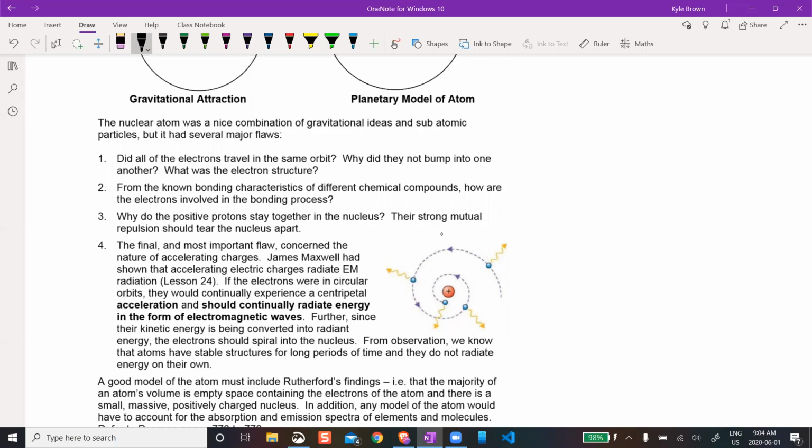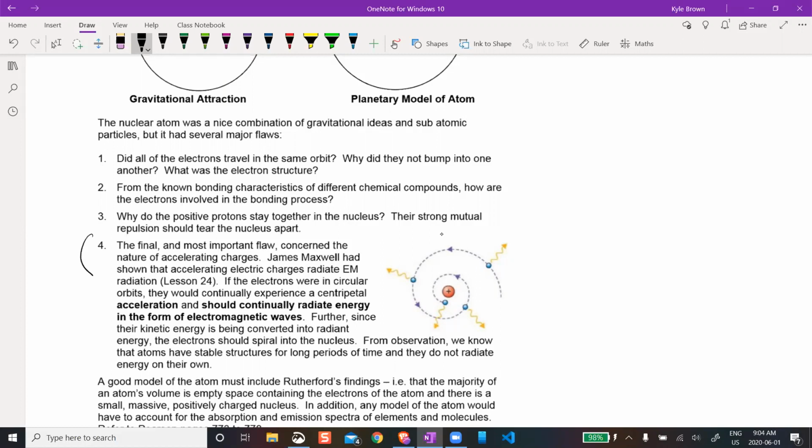Number three was, why do the positive protons stay together in the nucleus? This is a picture down here of hydrogen, sorry. Let's say that if we had helium, then what's keeping those two positive things together? Positives repel, so why would they be stuck together? We're not going to figure that one out until later, but that's another question.